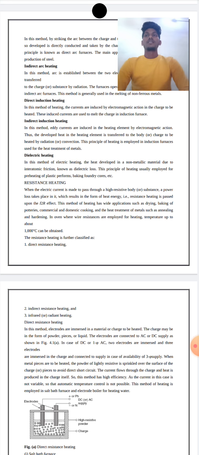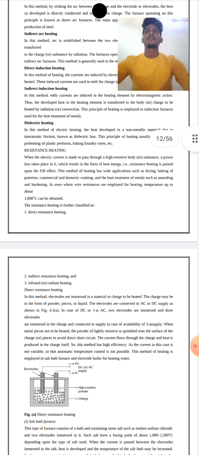Direct induction heating. In this method of heating, current is induced by electromagnetic action in the substance to be heated. This induced current is used to melt the substance in the induction furnace.